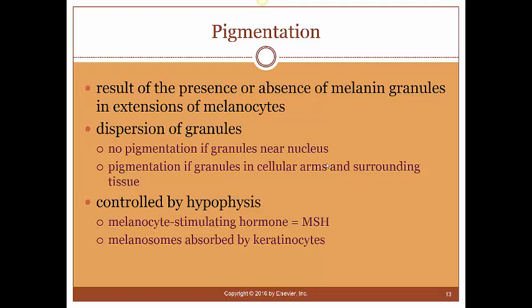If the pigmentation granules are out in the cellular arms and have been put into the surrounding tissues, then we're going to get black skin, and then we can get hair coat colors depending on the type of melanin and the way it's dispersed. You can get red, brown, black or yellow. So it's important to understand that the melanocyte is what determines pigmentation color of the skin and also of the hair. The lighter and whiter it is, the more the melanin granules are clustered near the nucleus.